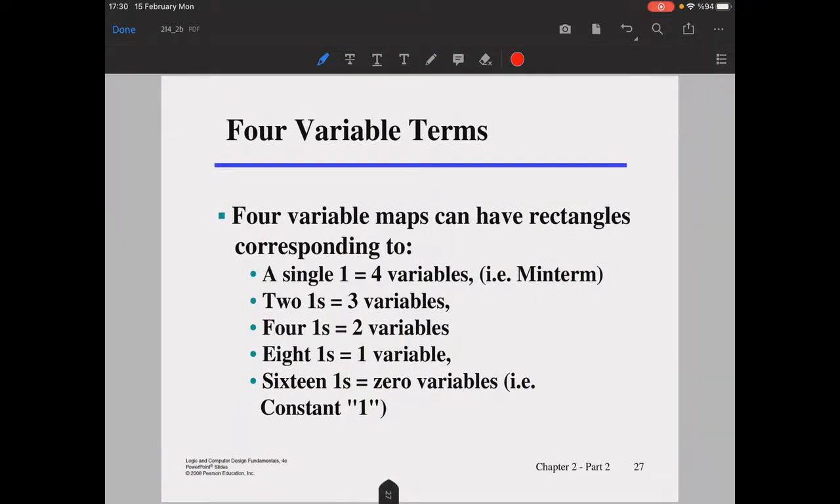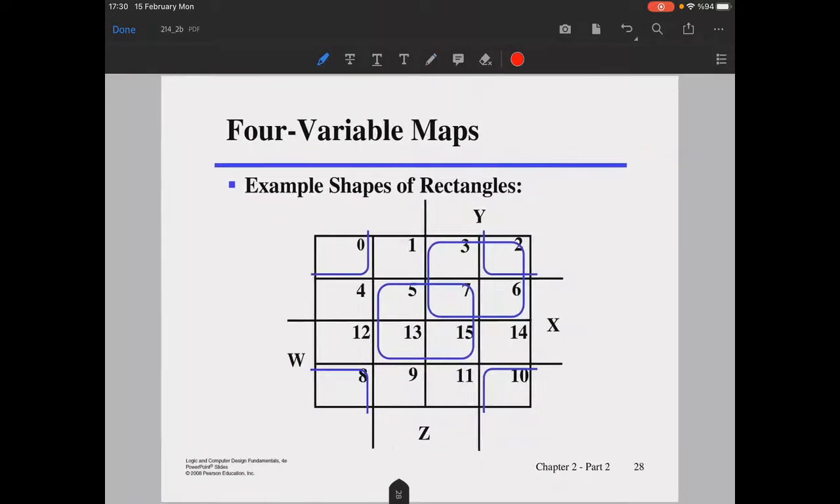And this is the same thing, but this time a single cell will correspond to 4 variable minterms, 2 ones, 3 variables, and so on. The 16 ones will mean constant 1. That's it. So now let's try to write them together.